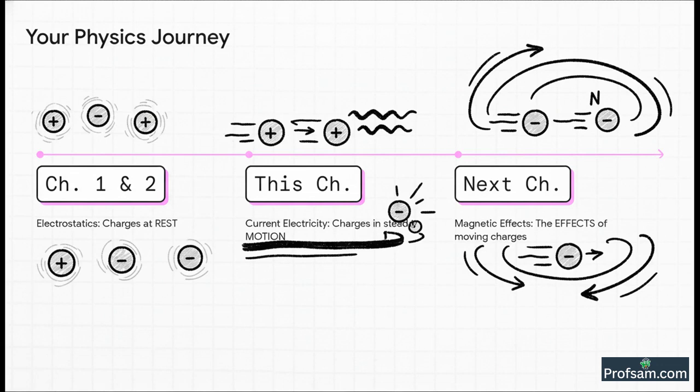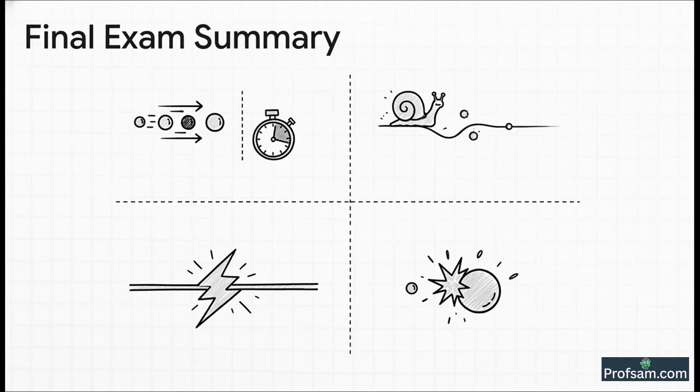It all connects beautifully. Okay, so for your final exam summary, here are the 4 points you absolutely must know. Number 1, electric current is simply the rate of flow of charge, I equals Q by T. Number 2, in conductors, this current is because of the very slow drift of free electrons. Number 3, the reason it feels instant is that the electric field that gets them moving is established almost at the speed of light. And finally, number 4, the cause of electrical resistance is nothing but the constant collisions between these drifting electrons and the ions in the conductor.